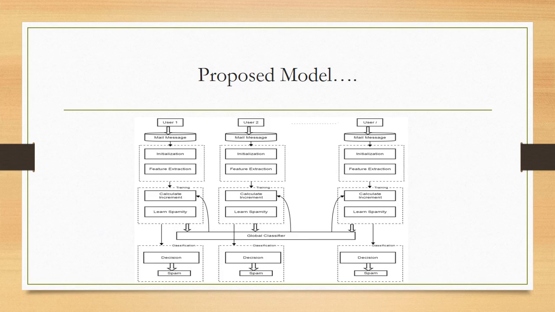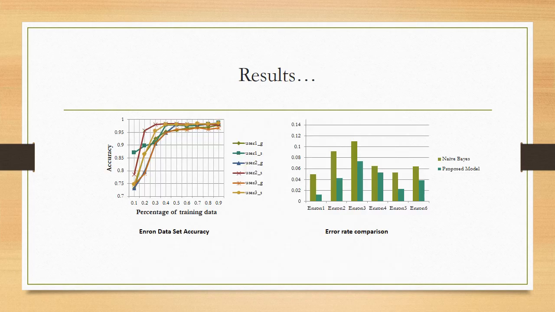This is a general diagram of this project. As you can see, for user I, the increment is calculated using the global classifier, which is in turn trained through all the local classifiers. As we can see in the result, there is a significant improvement in the error rate, and maturity of the filter is achieved at an early percentage of training data.